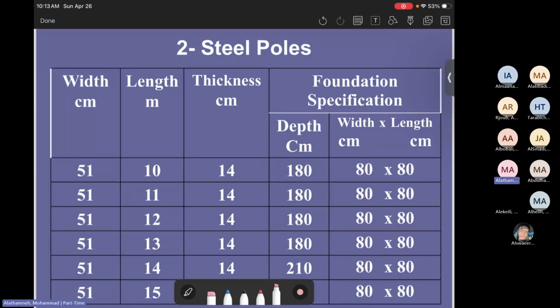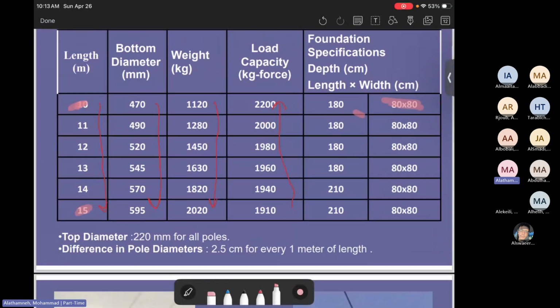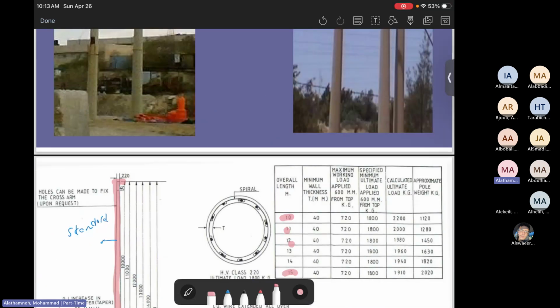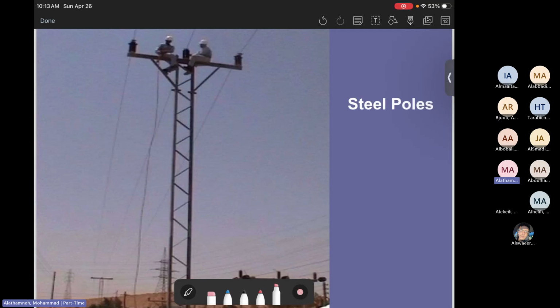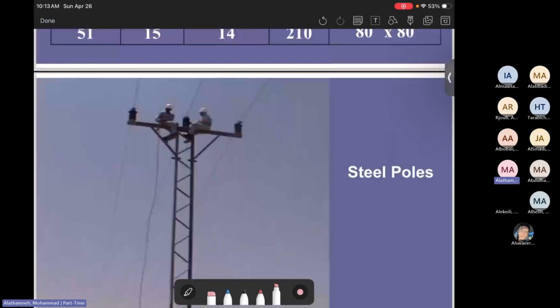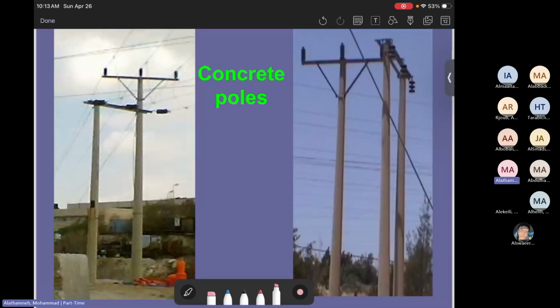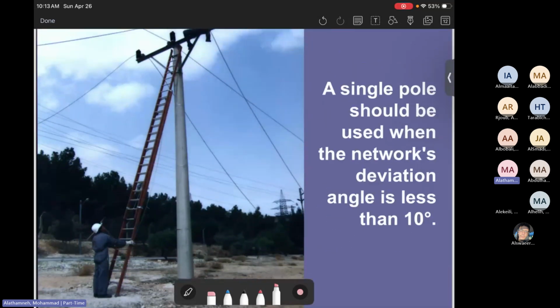Now there is another type which is called steel poles. With steel poles, you can see that the thickness is smaller compared to the concrete poles. Here's how the steel poles look. Here you can see it, and here's a single pole. There is a double pole as we see here, and then this one is a single pole.